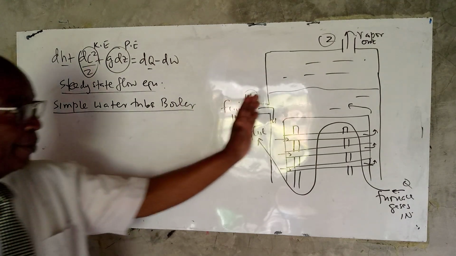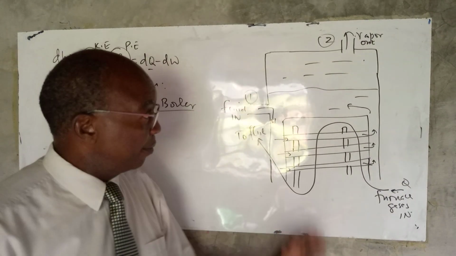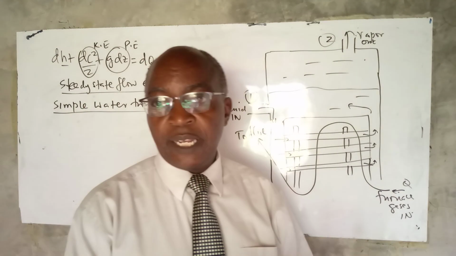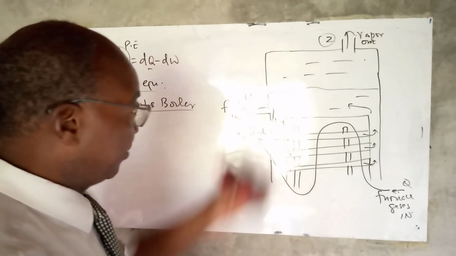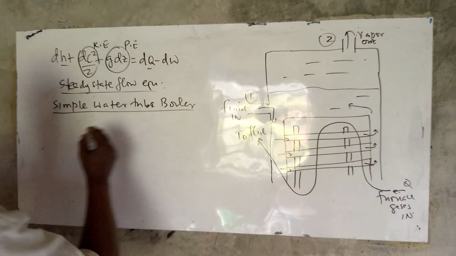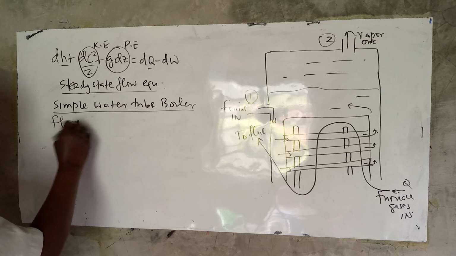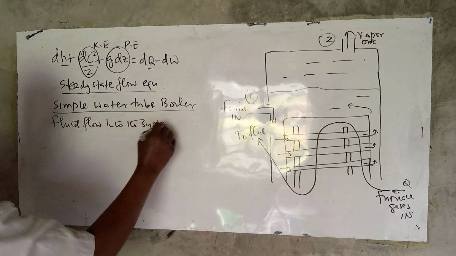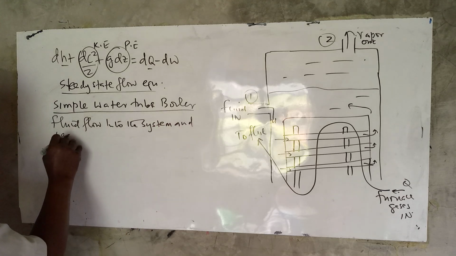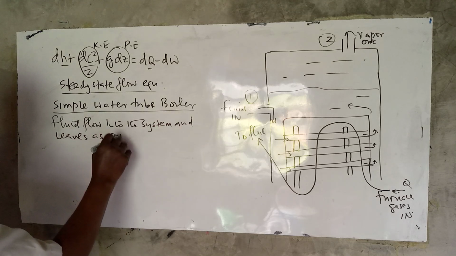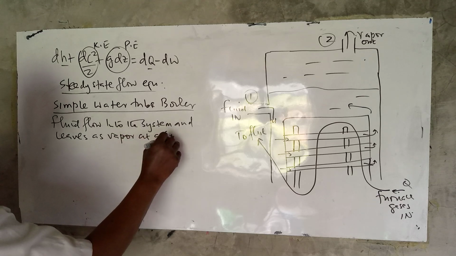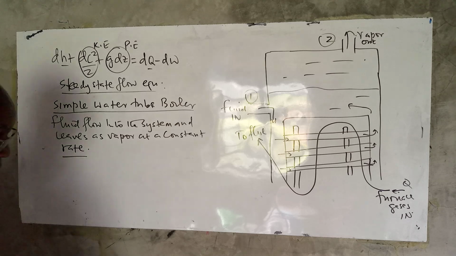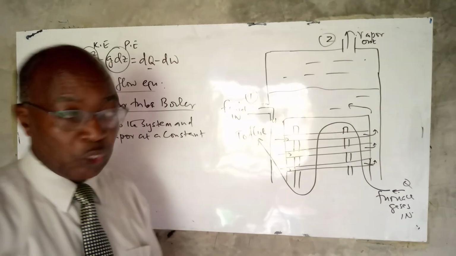So we have this fluid coming into the system, and of course it will exit as vapor. So the liquid comes in and leaves as vapor, and this is at a constant rate. That's very important for us to note.